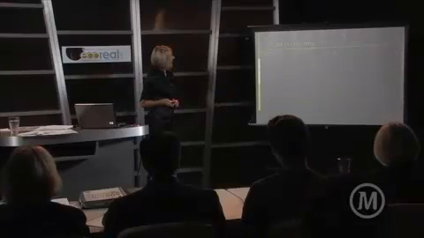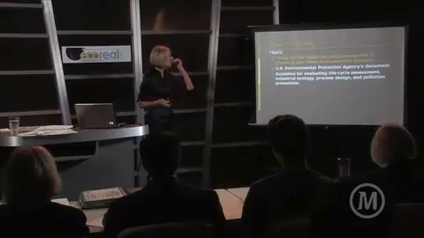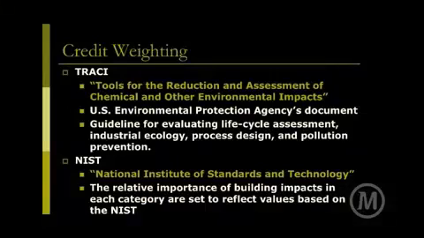All right, so credit weighting. So the tool is TRACI. This is an important tool to know in general because it has to do with life cycle analysis as well. So what TRACI stands for is the Tool for the Reduction and Assessment of Chemical and Other Environmental Impacts. So it's looking at a full life cycle assessment of building systems, processes, pollution prevention, and all these different factors.